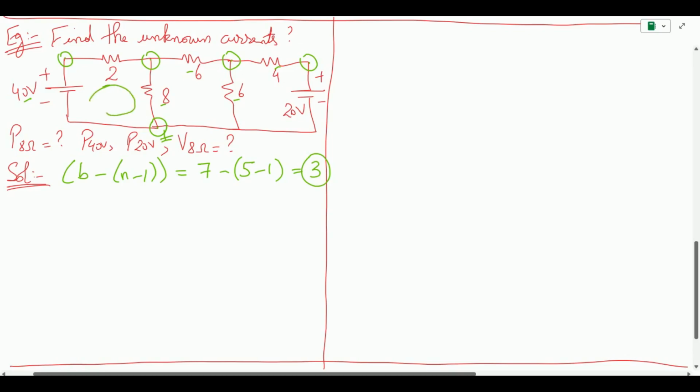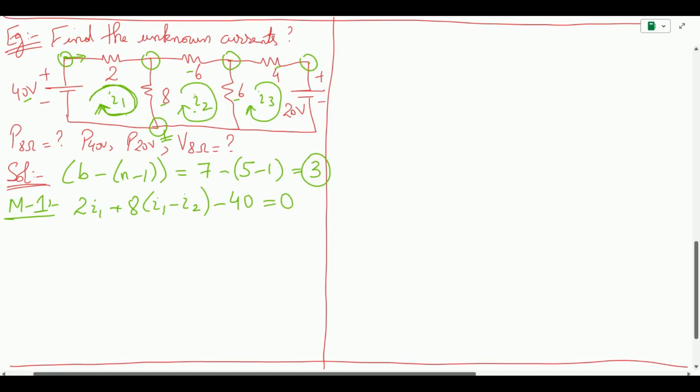So let us call this mesh 1 with the current I1. This is mesh 2 with the current I2. This is mesh 3 with the current I3, and I am taking the direction of the current in the clockwise way. Now let us write the equations for mesh 1. So for mesh 1, we start from any point. Let us start from this point and move in the direction rightwards towards the 2 ohm and apply the KVL on this loop. So it is going to be 2 I1 then plus 8. Now this 8 is being shared by I2 and I1, so I'm going to write it as a difference of two currents, I1 minus I2. I don't need to write I2 minus I1 because currently I am in the first mesh. That's why I1 is taking dominance over here. Then I'm going to write minus 40 equals to 0.